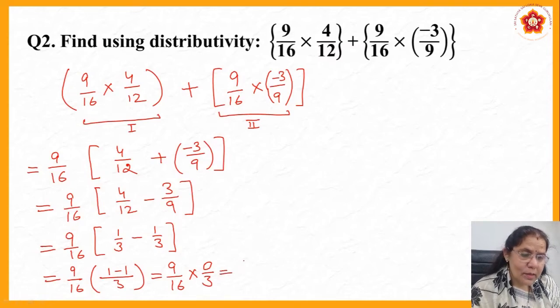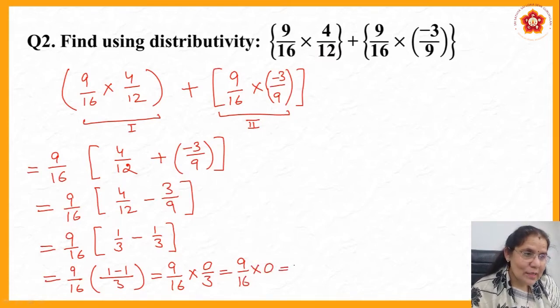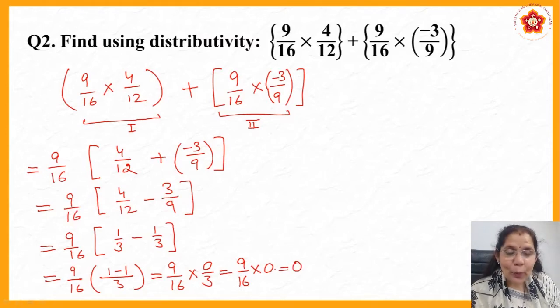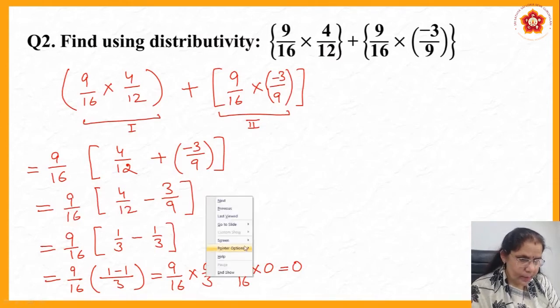And 0 divided by any number is 0. What is our answer? Answer is 0. You do it from here. Let's do it from here.